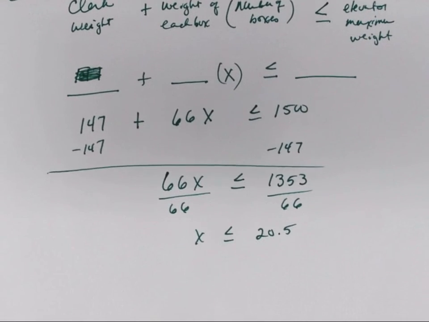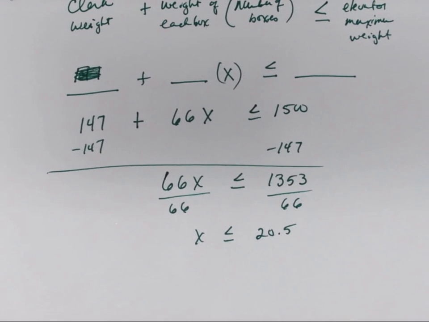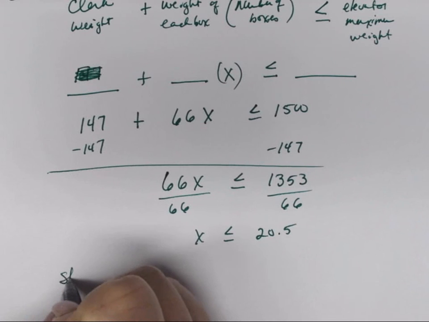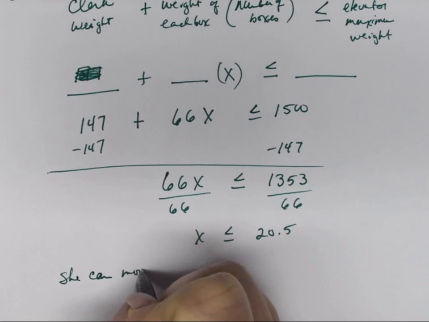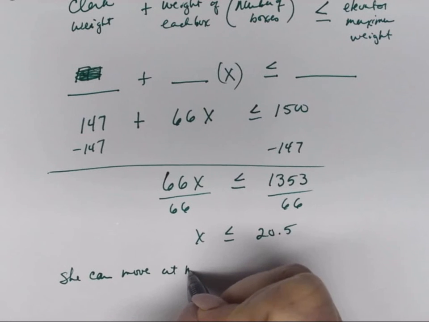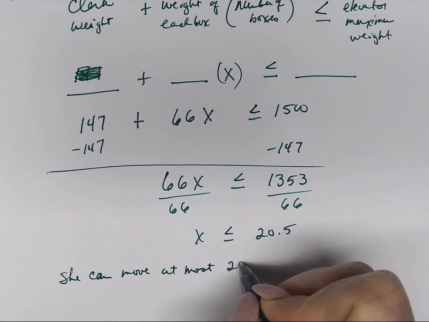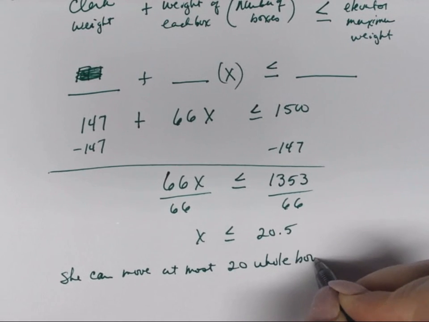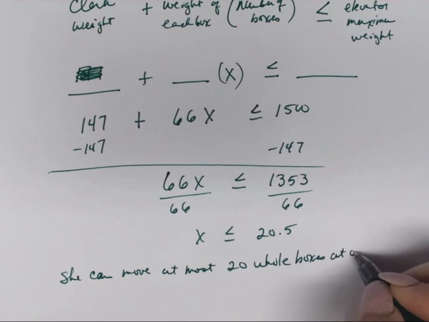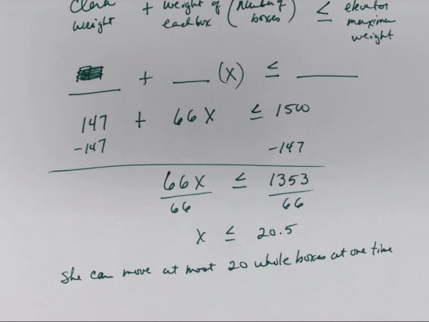And x is less than or equal to 20.5. Now, we don't want to move a half a box. They said the number of whole boxes. So that means she can move 20 of them. She cannot do 21 because that would put us over. So she can move at most 20 whole boxes at one time. So she could load up 20 whole boxes and run the elevator. Can't go more than that or she'd be over her limit.